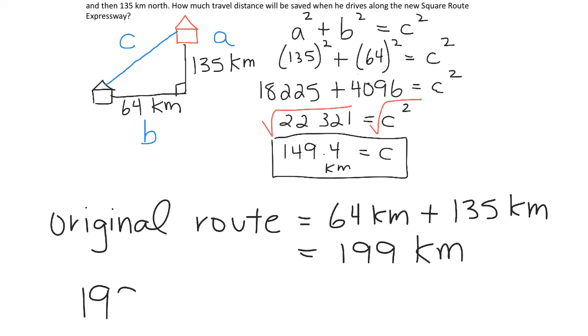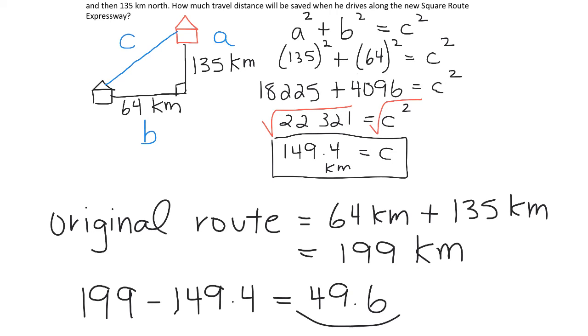But instead, if we take the shortcut, we are simply just going to subtract 149.4 from 199. And that gives us a value of 49.6. So by taking the square root expressway, Zeke can actually save 49.6 kilometers. So almost 50 kilometers in distance that he could save by taking the square root expressway.